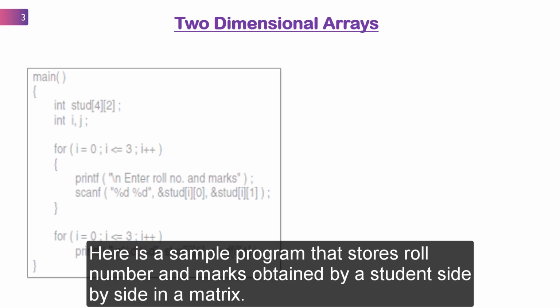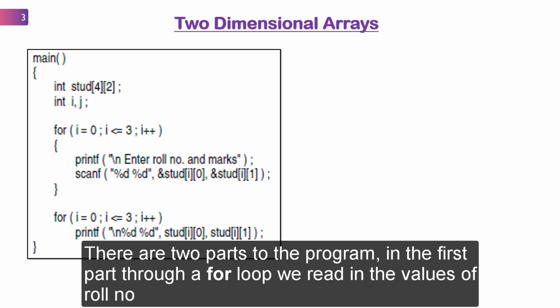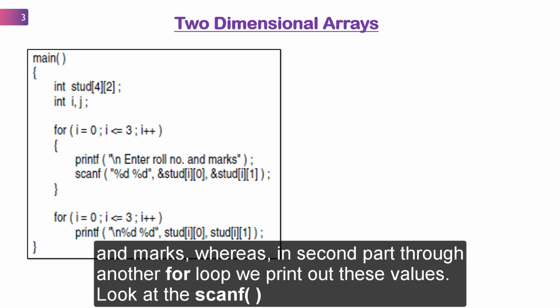Here is a simple example that stores roll number and marks obtained by a student side by side in a matrix. There are two parts of the program. In the first part, through a for loop, we read in the values of roll number and marks. Whereas in the second part, through another for loop, we print out these values.